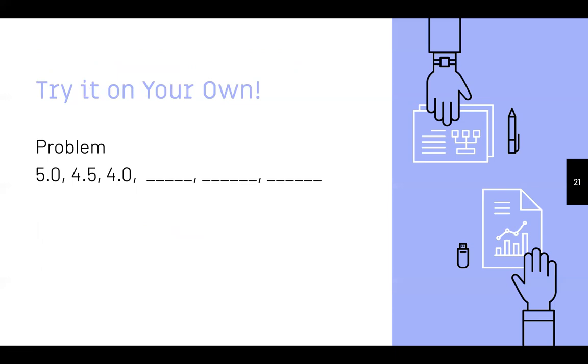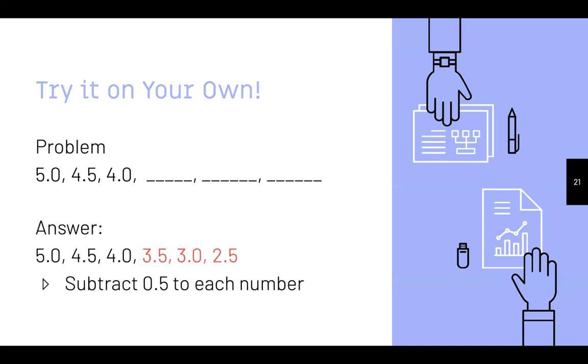So let's try it on your own. This would be the time to pause your video again. If you want to try it on your own, if you're still having trouble, that's totally okay. I'll explain it. Okay, so what's the answer? The answer is 3.5, 3.0, 2.5. Now, how did I get that? We have to find what we're subtracting by. The answer to that is 0.5.